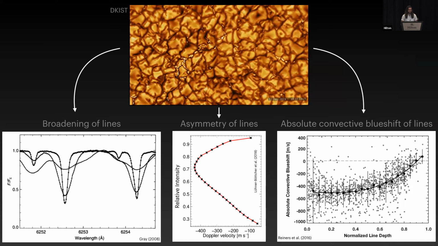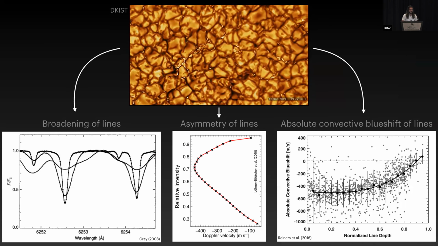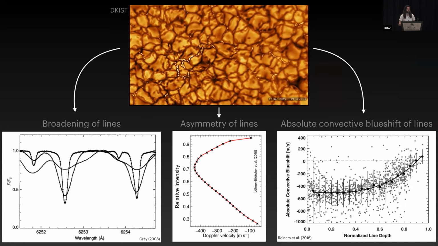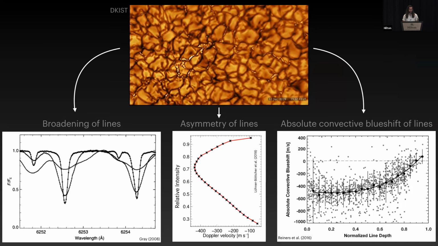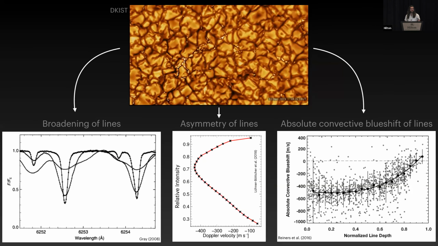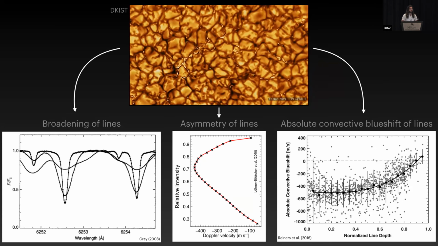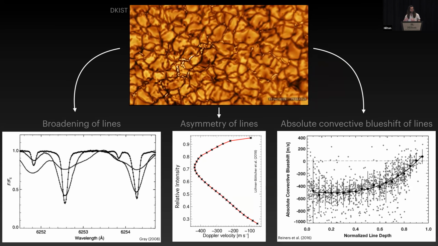As we've seen in the previous talks, granulation, so turbulent convection at the surface of the sun, produces a number of effects in our spectra. We have the broadening of lines that you may have heard referred to as macroturbulence. This granulation also introduces an asymmetry in lines. I'll talk about this much more. And then as we saw before, we also have this absolute convective blue shift, where the blue shift of the center of your line is correlated with the depth of that line.